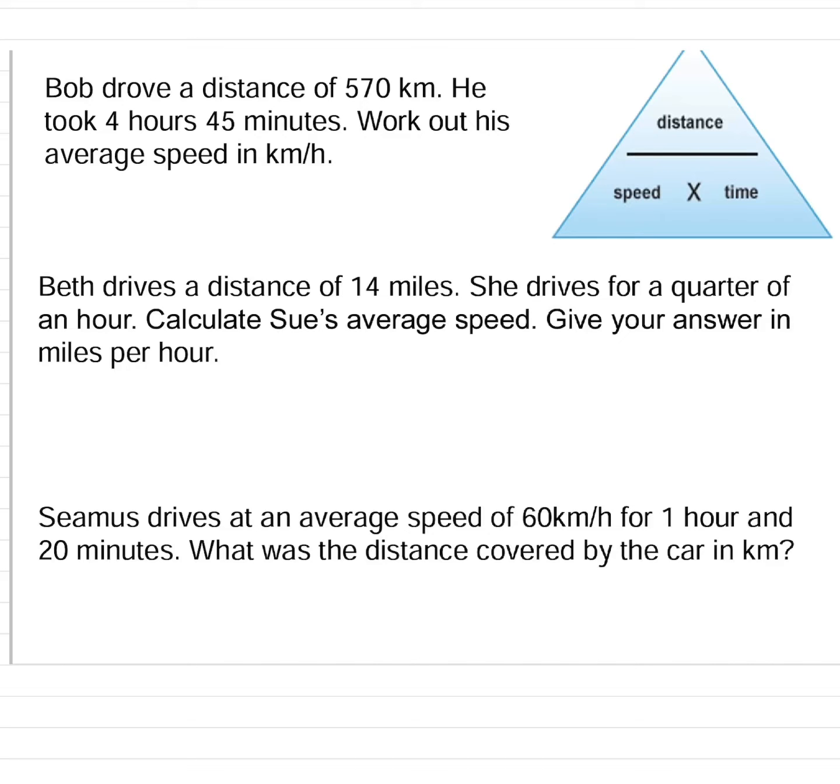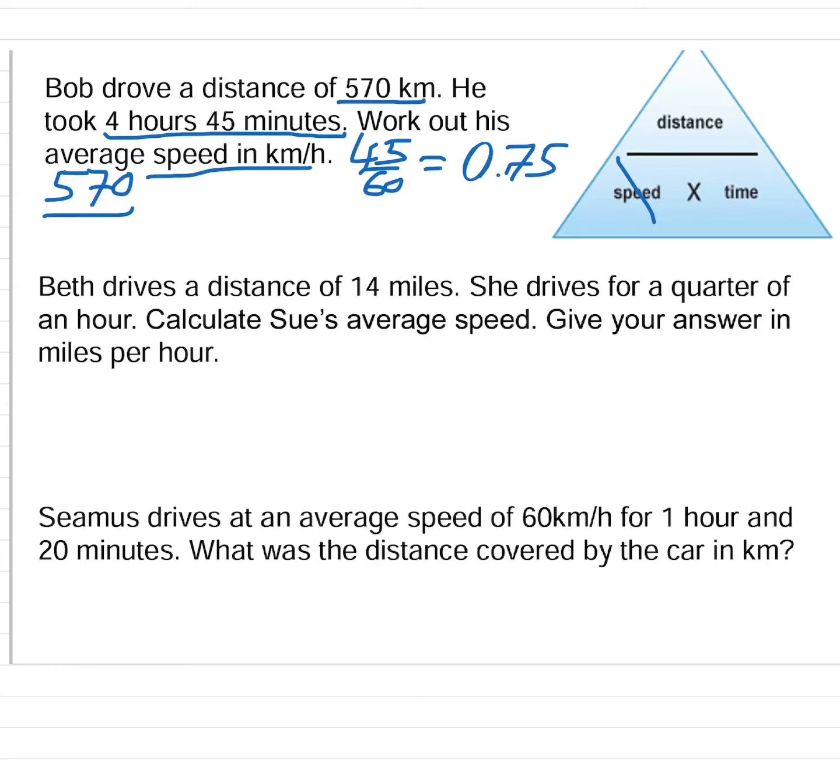So here, Bob drove a distance of 570 kilometers. He took 4 hours and 45 minutes to work out his average speed in kilometers per hour. So let's cross off speed, and now it's distance over time. So we have the 570 for our distance. Now, 4 hours and 45 minutes. Don't write 4.45. If it's in minutes like this, I need to change it to a decimal of an hour. So I'll do 45 over 60, and that'll be 0.75.